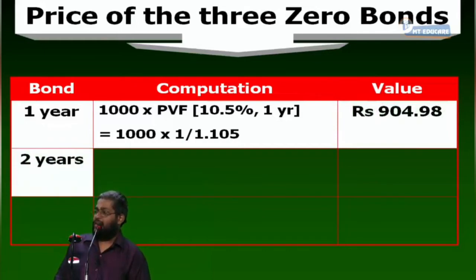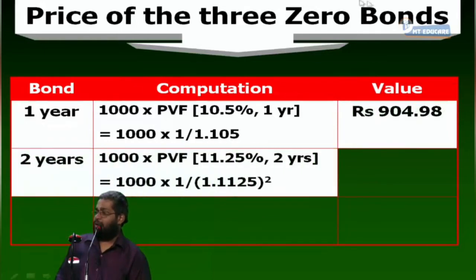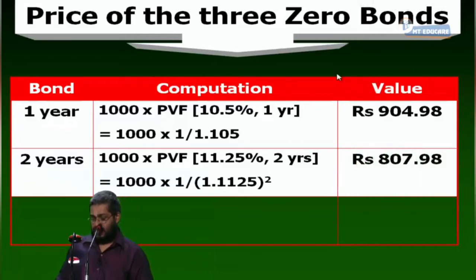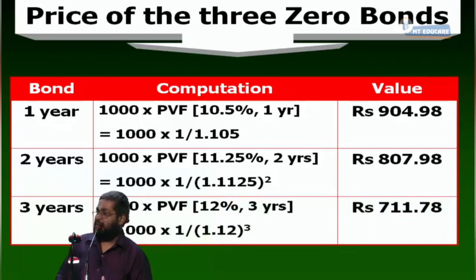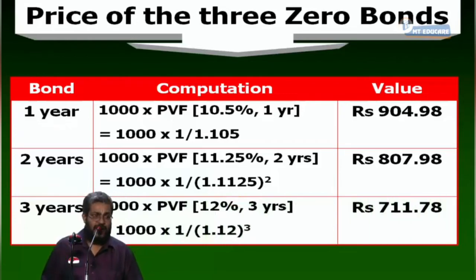2-year bond, discounted at how much percent? 11.25% for 2 years. I get the value as 807.98. You can call it 808. Okay, not an issue. 3-year bond, discounted at 12%, 3 years. The value is 711.78. This is the value of a 1 year, 2 year, and 3 year zero coupon bond. Up to this, everybody following? Now, let's copy up to this before we go for the next stage of discussion. Give question number 18.